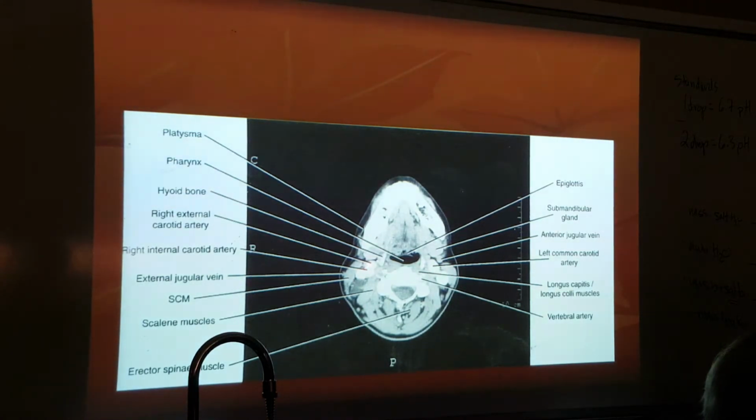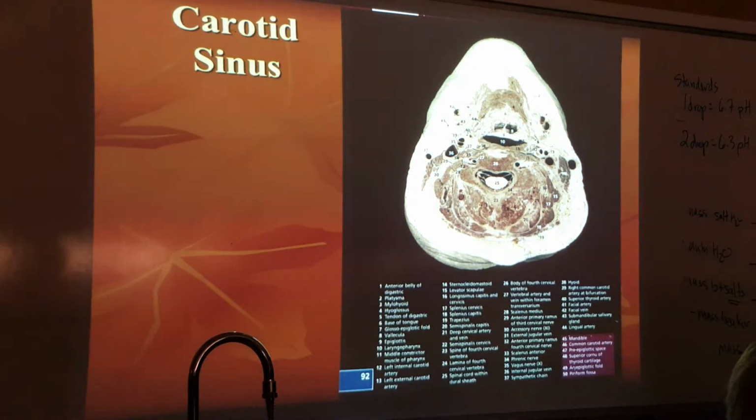Here you have your right common carotid artery and right internal jugular vein. Those would be the main things I'd look at on that. That's a CT. Here we have the right common carotid artery just at the point of its bifurcation. It bifurcates into the internal and external carotid arteries.